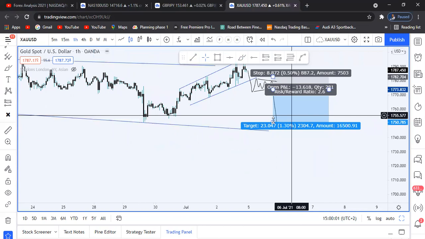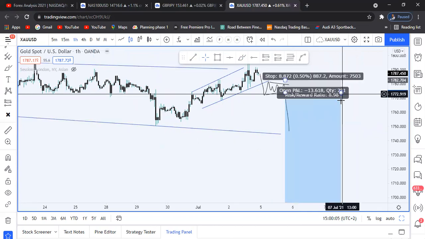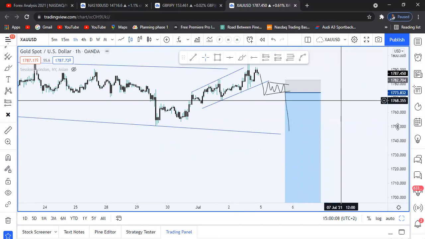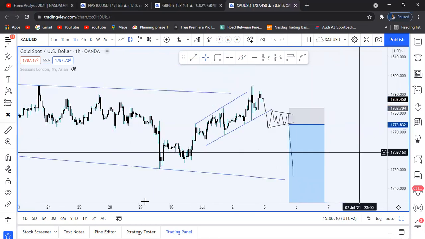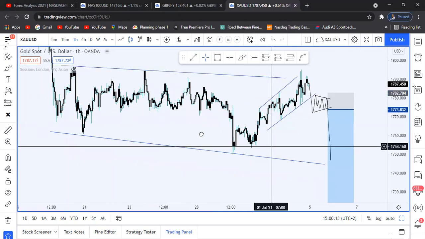But overall, guys, you know that we're looking for price to continue pushing all the way to the downside. So that's the overall bias for me on gold. That is basically what I'm looking for on gold, guys. It's going to be a very nice week, to be honest, guys. It's going to be a very nice week.